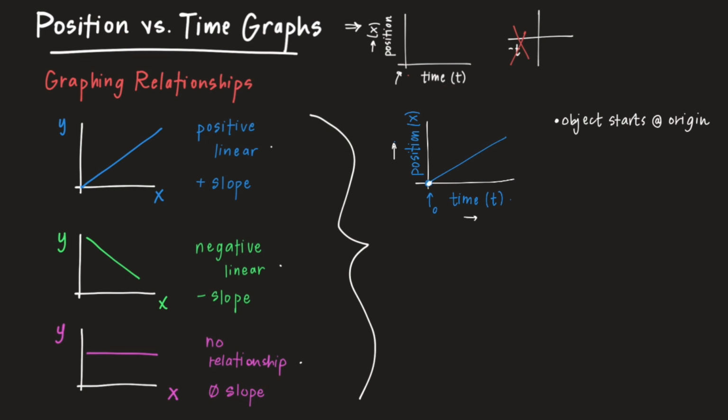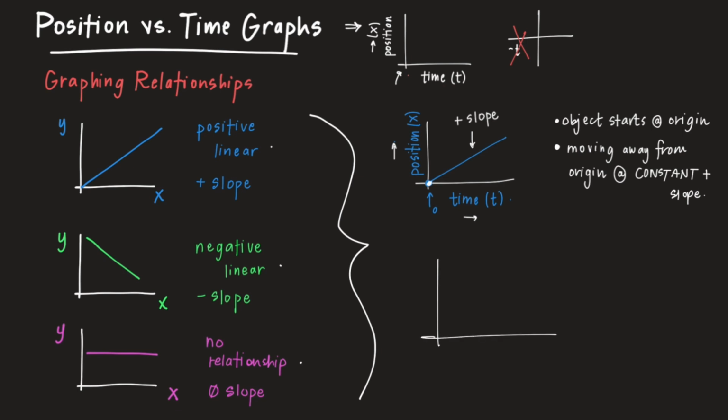But as time increases, the position also increases. That tells us that the object is moving away from the origin as time goes on, away from its starting point, and it's doing that at a constant positive rate. We've got that positive slope there. Again, we're going to put some more context to this later, but that's our positive linear relationship in terms of a position versus time graph. The object starts at the origin and it moves away.